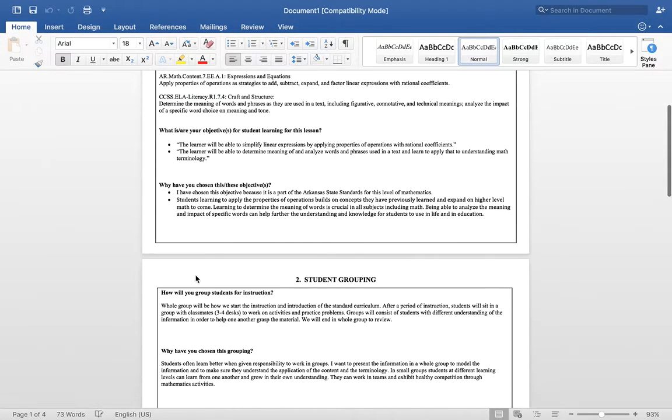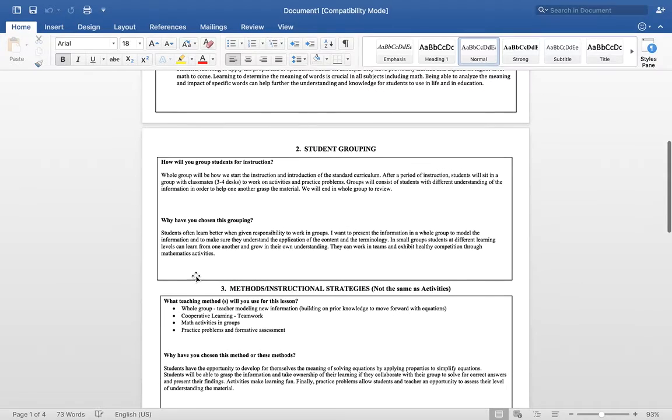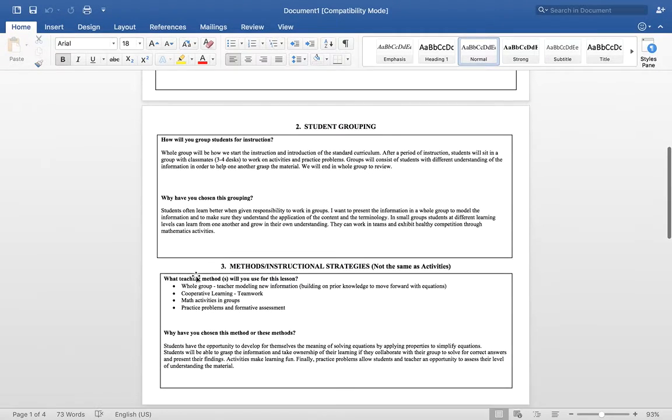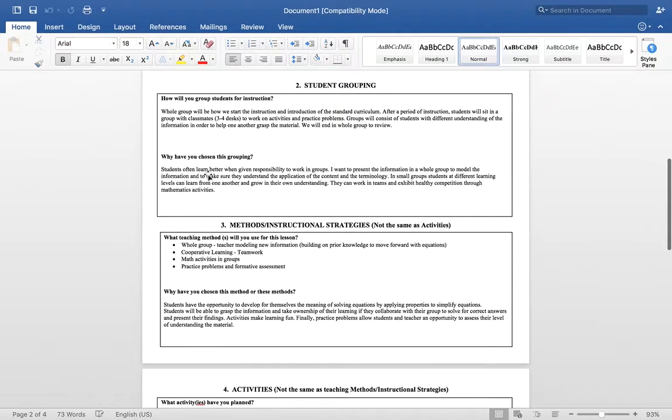So, how I will group the students for instruction. We will start with a whole group atmosphere, and I will introduce the standard and the curriculum and instruct on the problems. After a period of instruction, students will sit in a group with classmates, about 3 to 4, depending on the size of my class, to work on activities and practice problems.